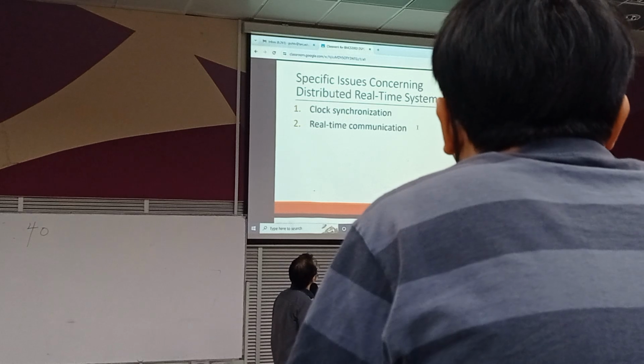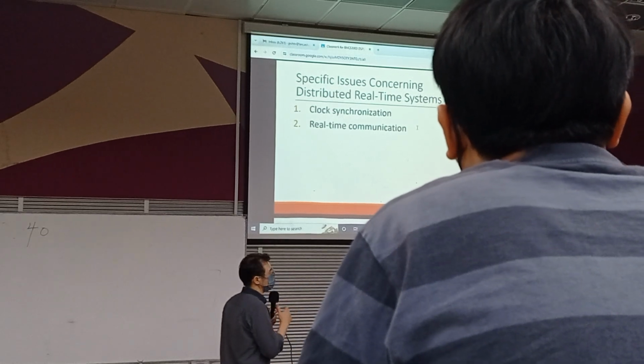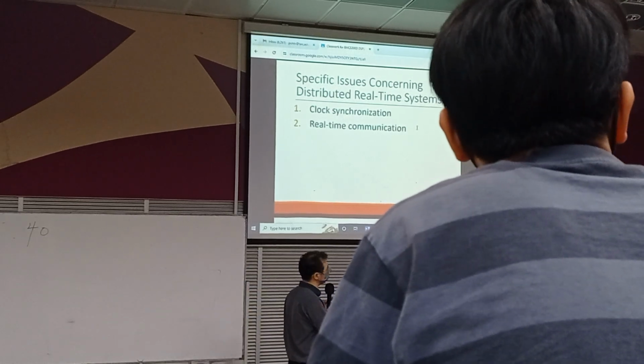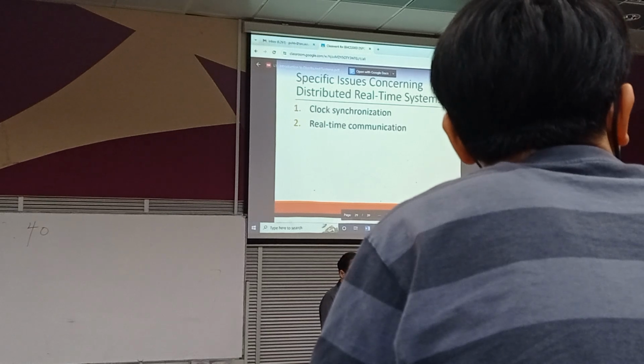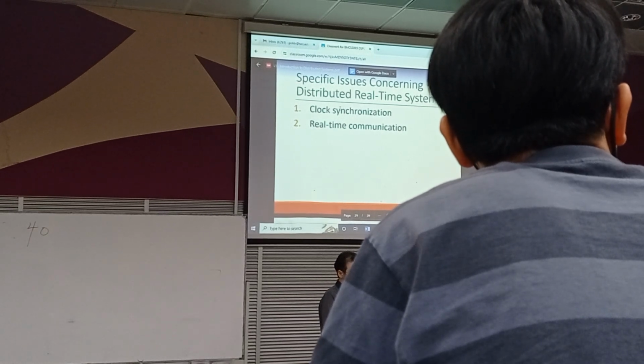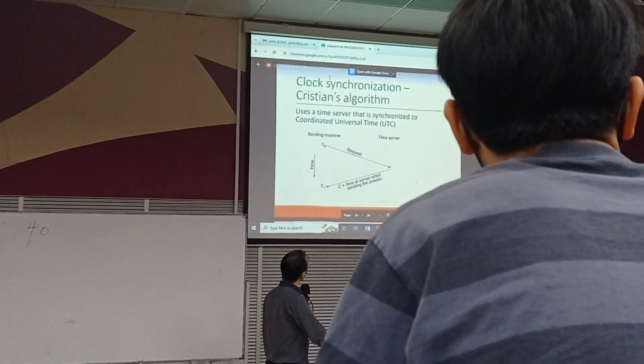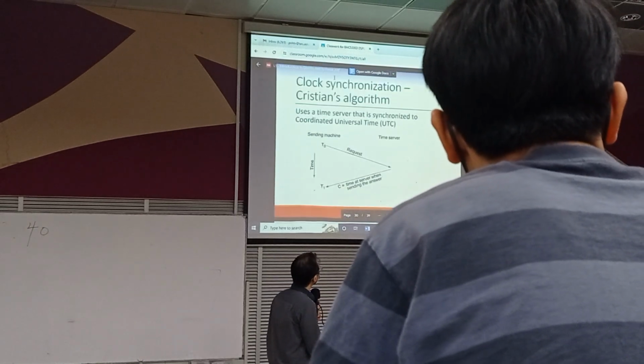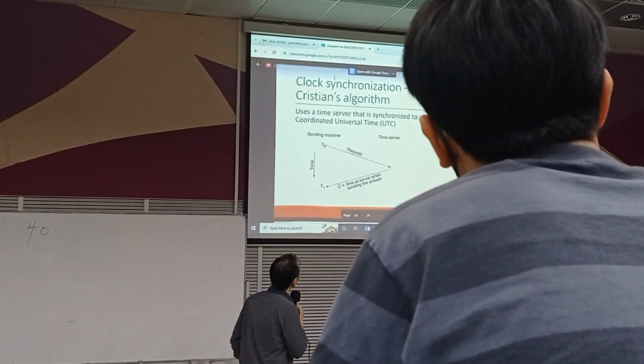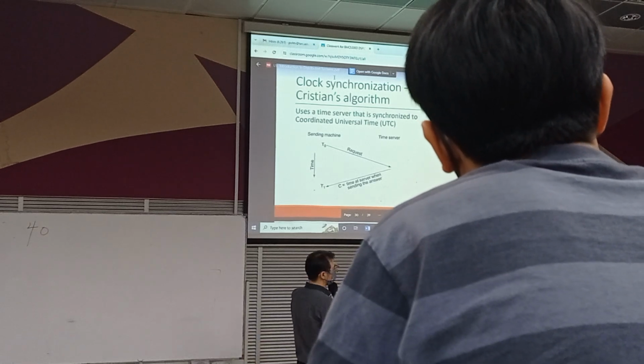So specific issues with the distributed real-time system, like I mentioned to you, it has its own clock. You have to synchronize the clock. Okay. So in real-time communication, we have the clock that needs to be synchronized, and we have several algorithms to solve this. And 2 algorithms we're going to discuss here.